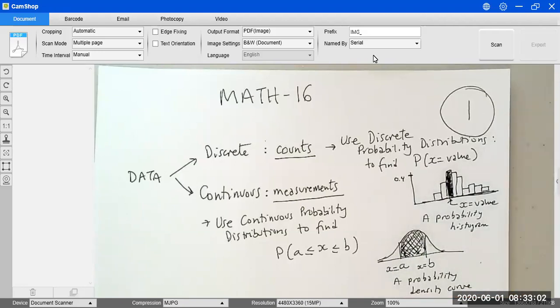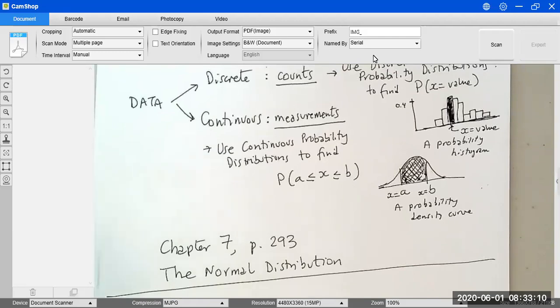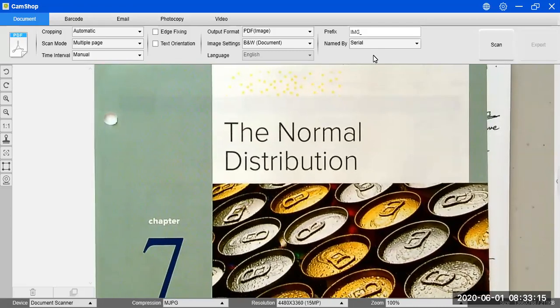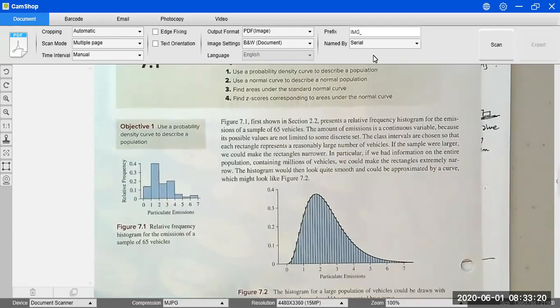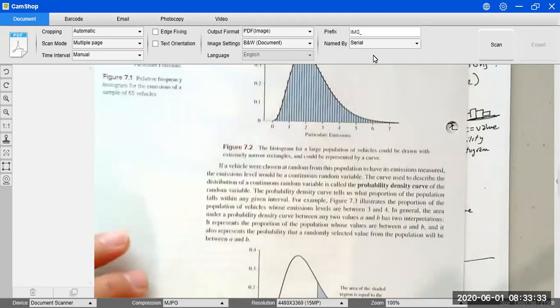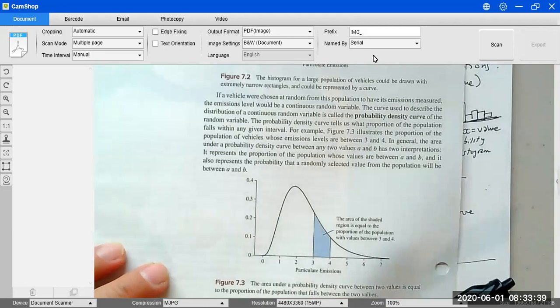This chapter is about continuous probability distributions. The most important one is going to be the normal distribution. In your book, on page 293, we have the normal distribution. Instead of histograms, we're going to use curves. A curve is just a generalization of a histogram, because as long as you make the width of every bar very, very small, you get, at the end of the day, a curve. So we're going to be working with curves like this one.